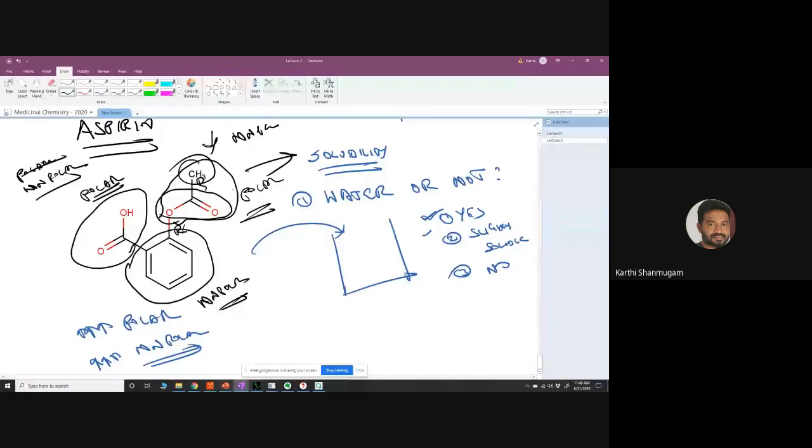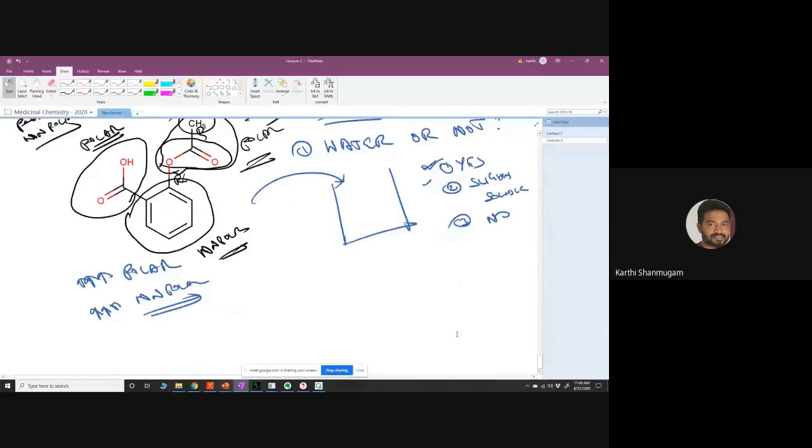Again, I repeat, if more polar functional groups are present, we can expect the molecule to be soluble in water. If more non-polar functional groups are present, we can expect the molecule to be soluble in lipids or organic solvent. If there is a balance between polar and non-polar functional groups, we can expect the molecule to be soluble in both aqueous and organic solvent. That is called partial solubility, right?